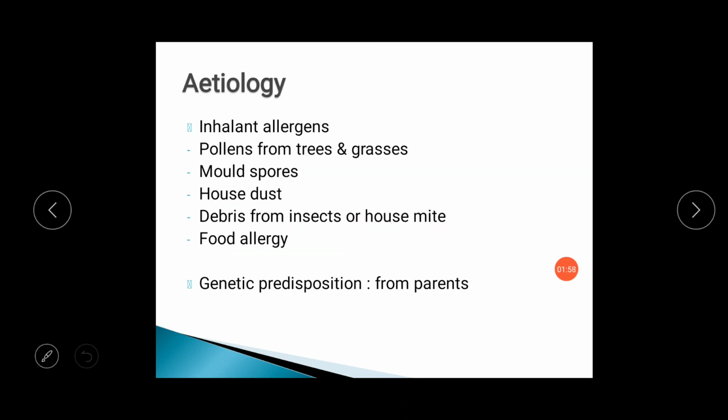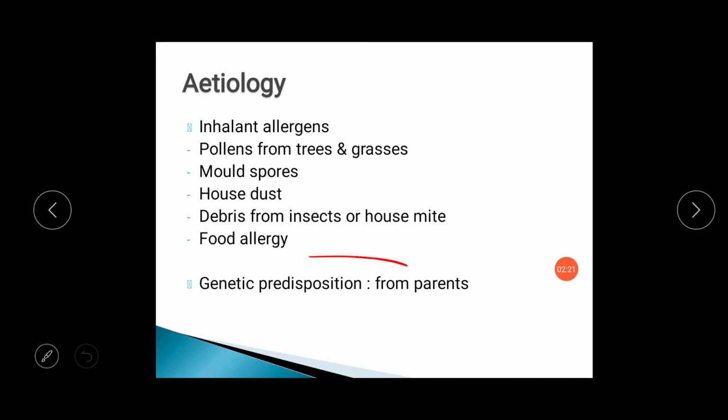Etiology. The main etiology is an inhalant allergen which goes into the nasal cavity and attaches to the nasal mucosa, which initiates the allergic response. Main allergens are pollens from trees and grass, mold spores, house dust, debris from insects and house mite, food allergy, and allergy to pets.